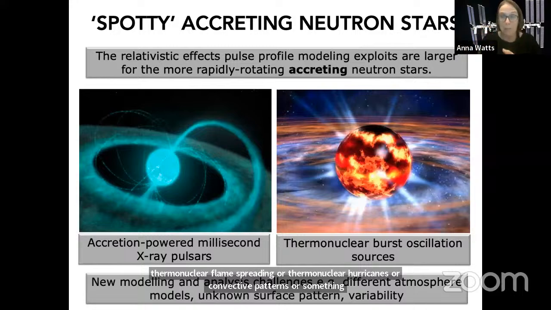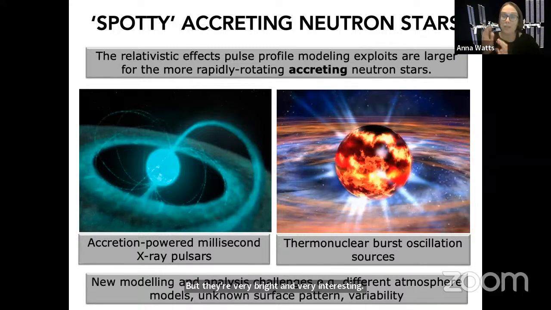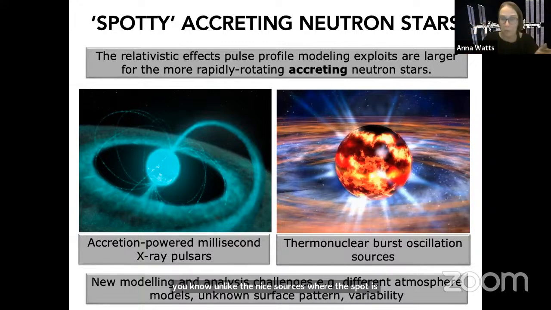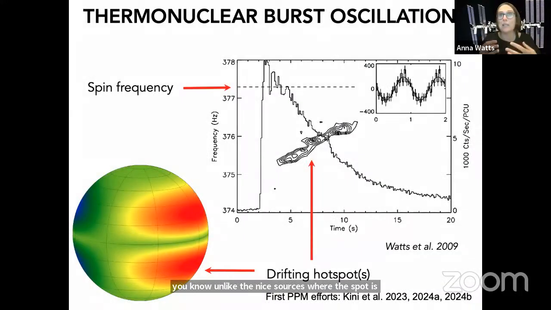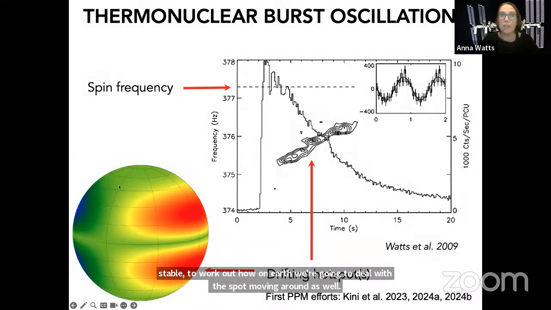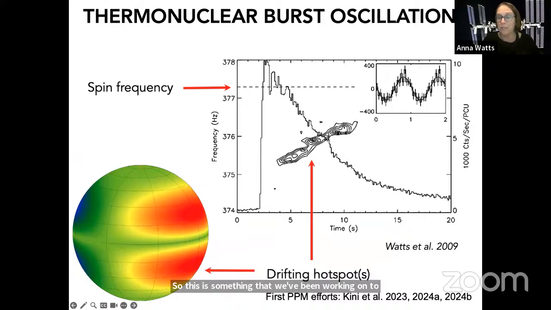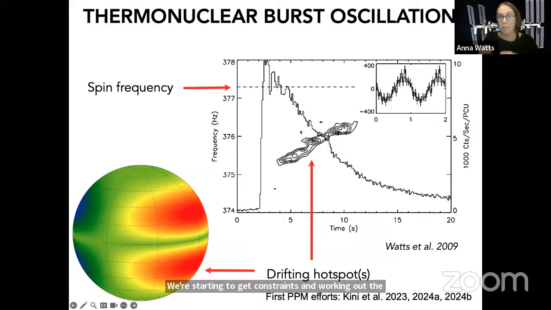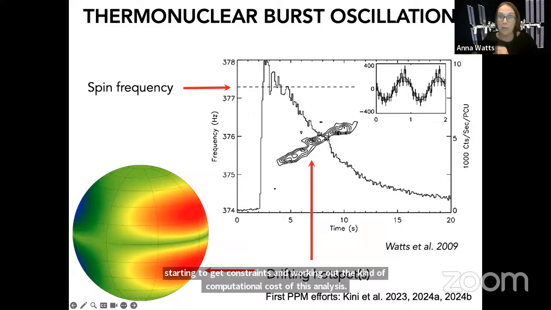The spot may be moving on these sources. So we've had to do a lot of work, unlike the nice sources where the spot is stable, to work out how on earth we're going to deal with the spot moving around as well. This is something we've been working on, trying to take into account all of this uncertainty. We're starting to get constraints and working out the computational cost of this analysis. But it looks like we'll be able to do something if we can get some better handle on the models.